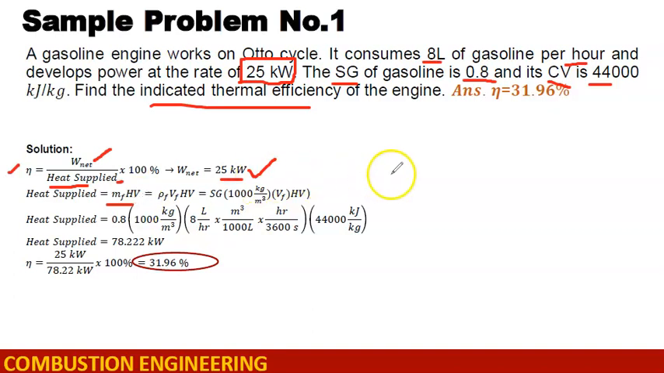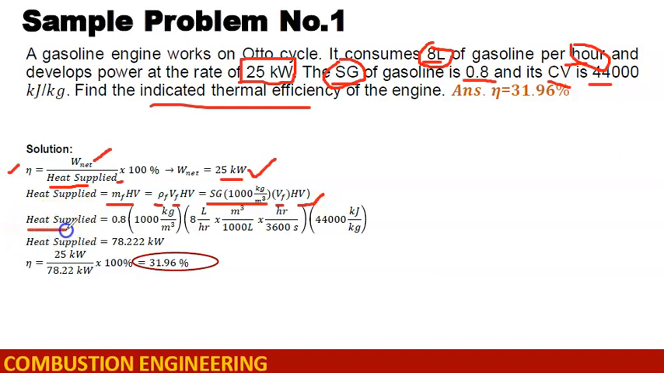For the mass of the fuel, we can use the relationship for density, which is mass over volume, so that the mass of the fuel is density of the fuel times the volume of the fuel. The volume of the fuel is given as 8 liters per hour. For the density of the fuel, we are given a specific gravity. If we multiply specific gravity with 1000, we get the density of the fuel. That's why we have SG times 1000 kilograms per meter cube for the density of the fuel, then times the volume of the fuel, and then the heating value.